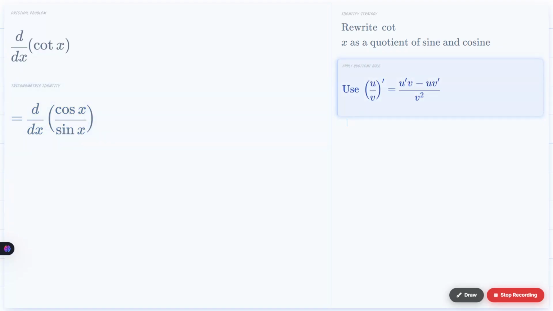We prepare to use the quotient rule. We do this to find the derivative of a fraction. The quotient rule is the math rule for finding the derivative when one function is divided by another.